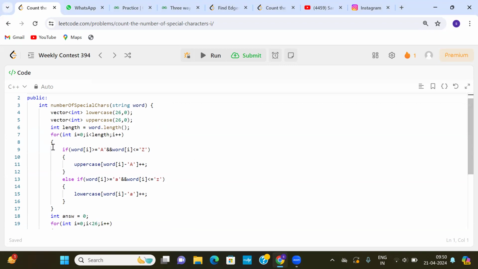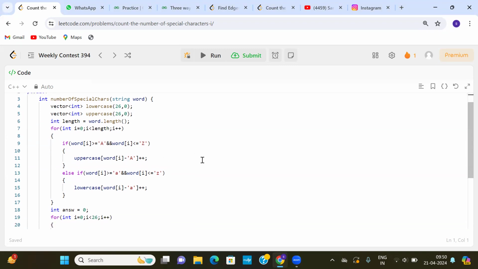I have made one loop which iterates through all the characters. If an uppercase character occurs, that is, if word at index i is greater than or equal to capital A and word at index i is less than or equal to capital Z, it means the letter is an uppercase letter. In this case, uppercase at the index of word[i] minus A plus plus. Capital A matches the 0th index, capital B matches the first index. So word[i] minus A helps us calculate its index, and that index will get incremented.